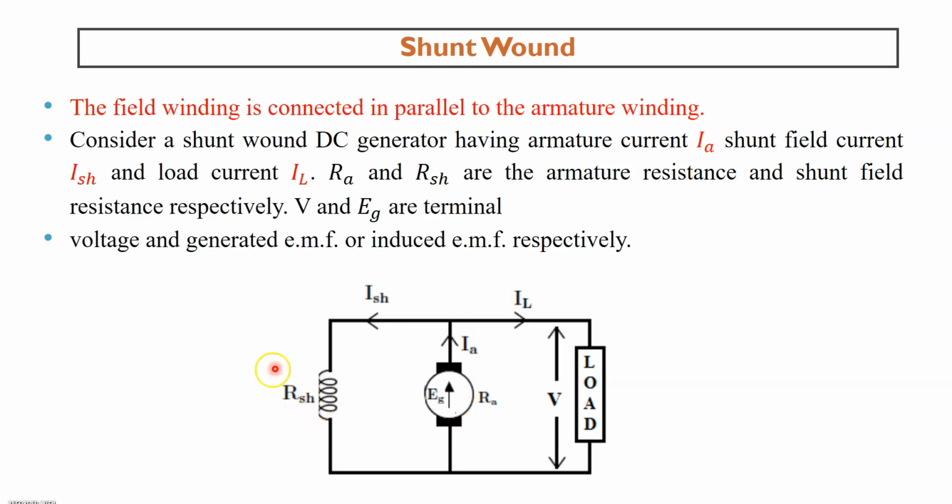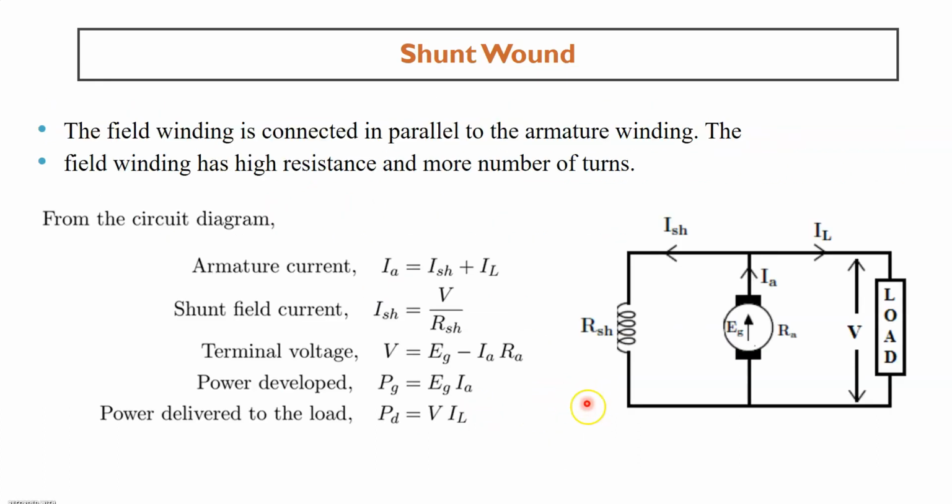Remember, RSH is the resistance of the shunt field winding, and RA is the resistance of the armature winding. IA is the armature current and ISH is the shunt field current. That means the current flowing through the shunt field winding is called the shunt field current ISH, and the current flowing through the load is called the load current IL. EG is the voltage generated in the armature and V is the actual voltage available at the load.